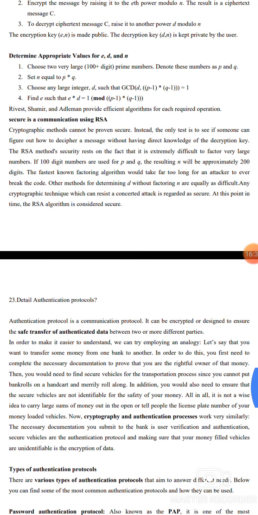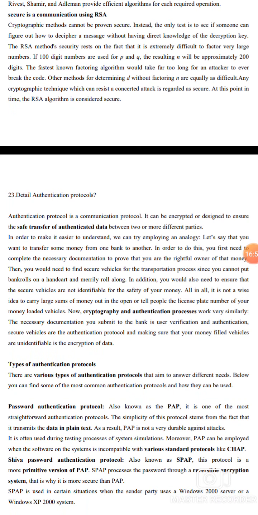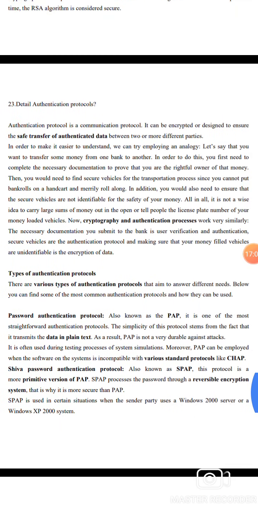How secure is communication using RSA? The cryptographic method cannot be proven secure. Instead, an attacker would try to decrypt the message without having direct knowledge of the key. Using approximately 200 digits for the resulting n, the fastest known factoring algorithm is the form of attack to break the code. Other methods for determining the key without factoring are difficult in the RSA algorithm.